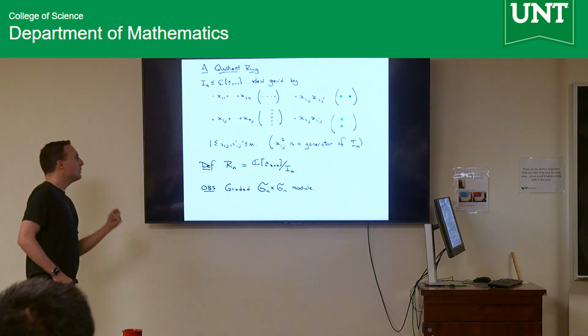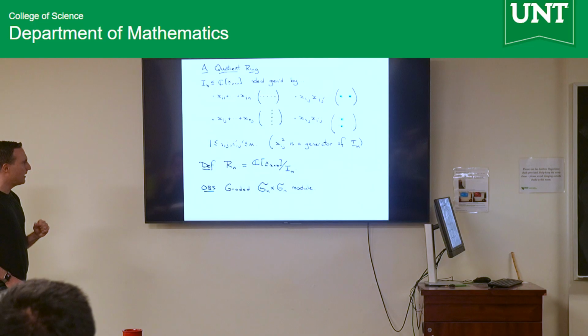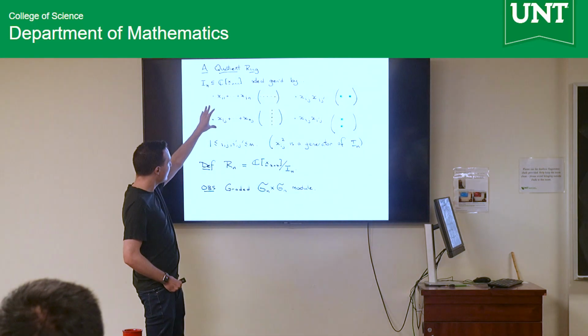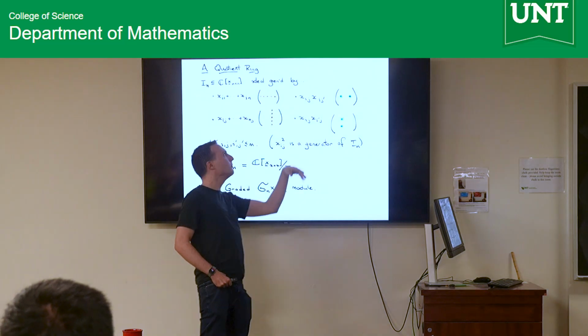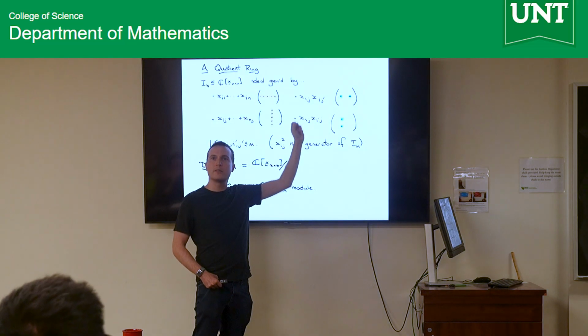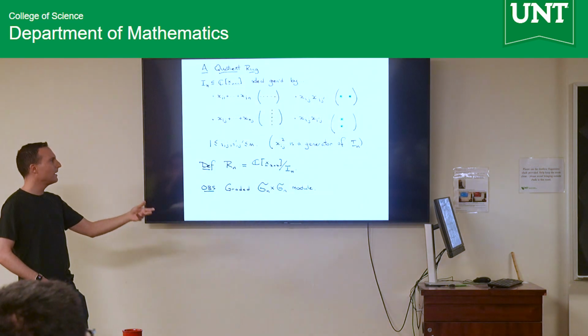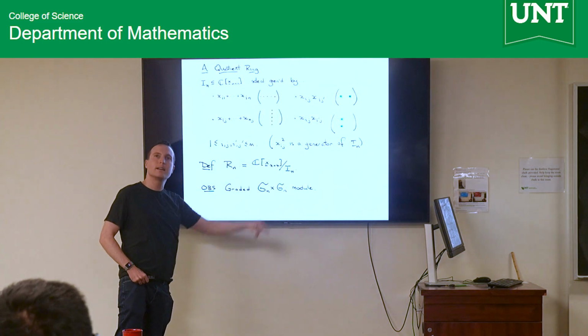So I have a certain kind of quotient ring, and what kind of structure does it carry? Well, the first thing to observe is that all of these generators are homogeneous. We have some linear generators and some quadratic generators. So if I take a polynomial ring, mod out by a homogeneous ideal, I get a graded ring.